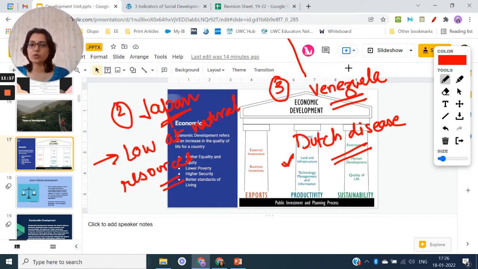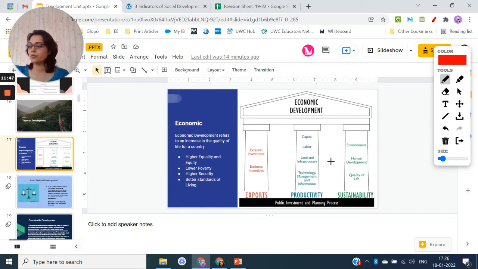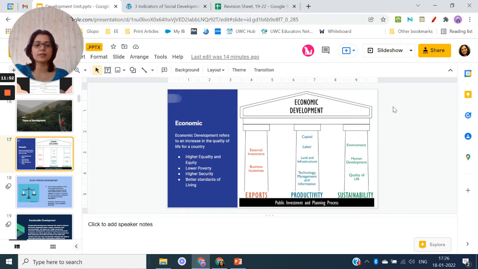It's available on globo.info. Okay, so these are the three examples, two positive examples and one negative example, which give you insight into political stability and political decisions also: how political decisions helped these two countries, Rwanda and Japan, to progress and develop, whereas in Venezuela, political instability or political decisions ruined the country's economy. Good.